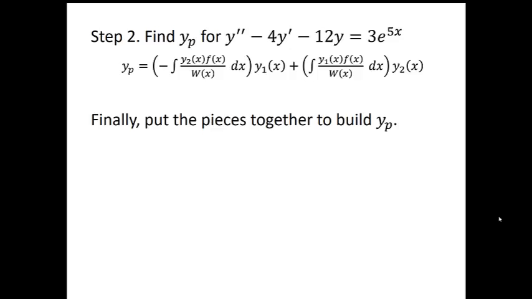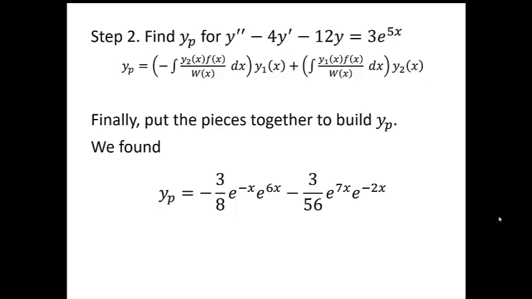Now we'll put the pieces together to build our particular solution. So for the particular solution, that first integral was negative 3/8 e to the minus x. y1 is e to the 6x. The second integral was a negative 3/56 e to the 7x times y2, which is e to the minus 2x. Clean up those exponents, subtract these two pieces together, and we get a negative 3/7 e to the 5x.